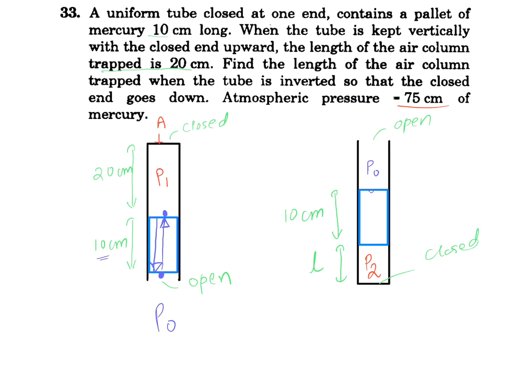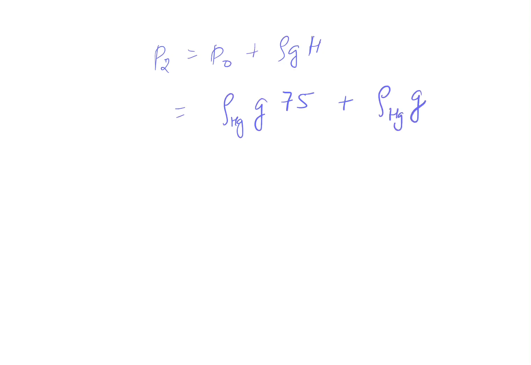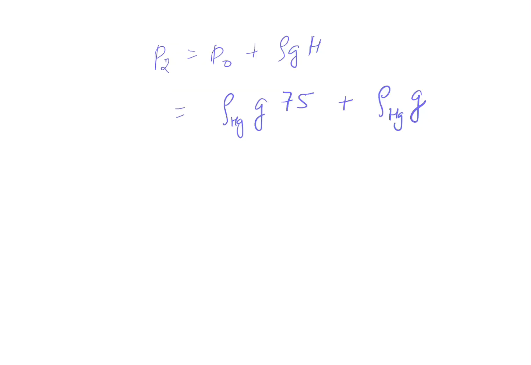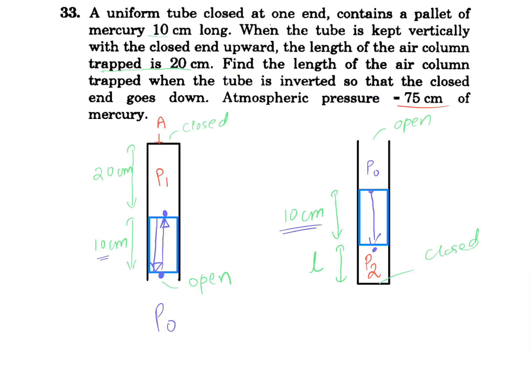Now similarly we have to find P2. So here we have pressure P0. So P0 plus rho GH will give me P2 over here. So P2 equals P0 plus rho GH. P0 is density of mercury into G into 75 centimeter, plus again density of mercury into G into H, where the height of the mercury column is 10 centimeter. So we get this to be equal to density of mercury into G into 85 centimeter.